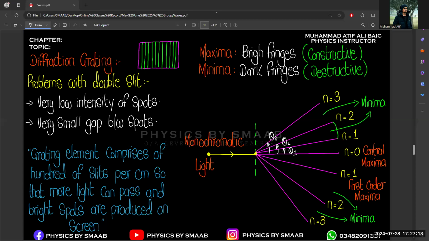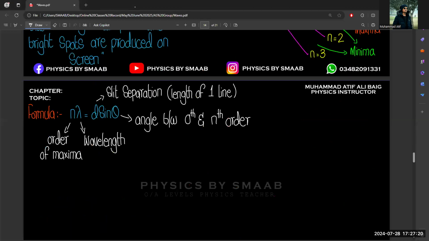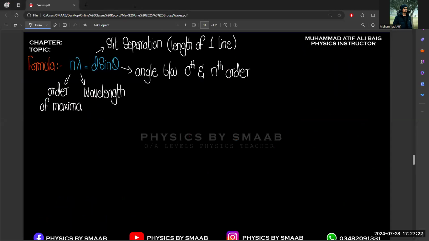Okay, so we discussed the formula, and lambda is equal to d sin theta. In this formula, you observe one thing: d represents the slit separation, the length of one line. We know that there are hundreds or thousands of lines in a single grating element, but we only need to find the length of one single line, not all lines, right? So this is one more important thing that we have to know in this formula.